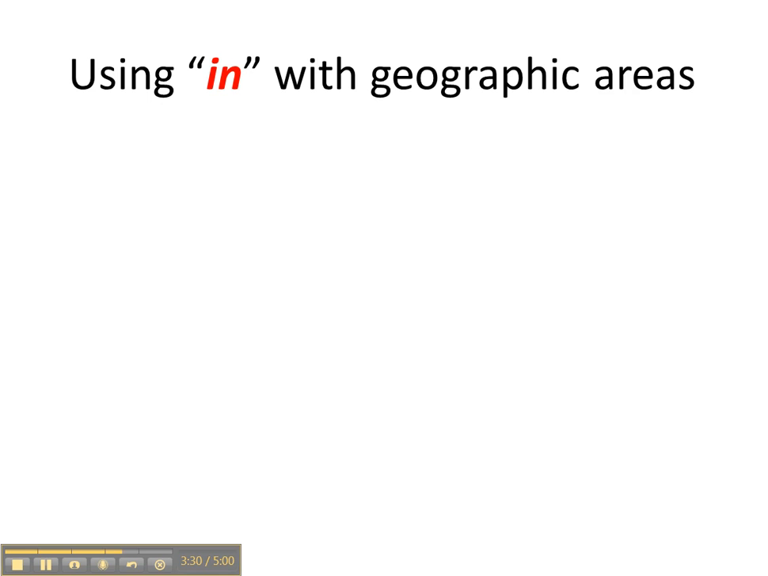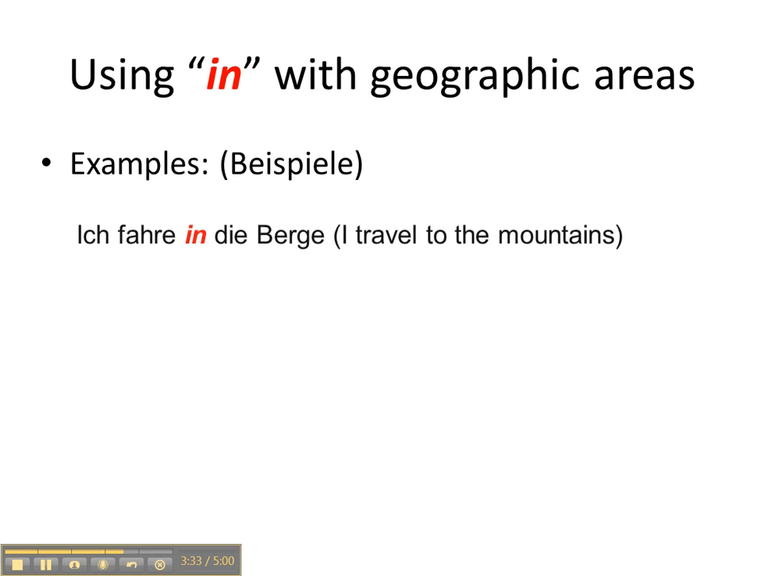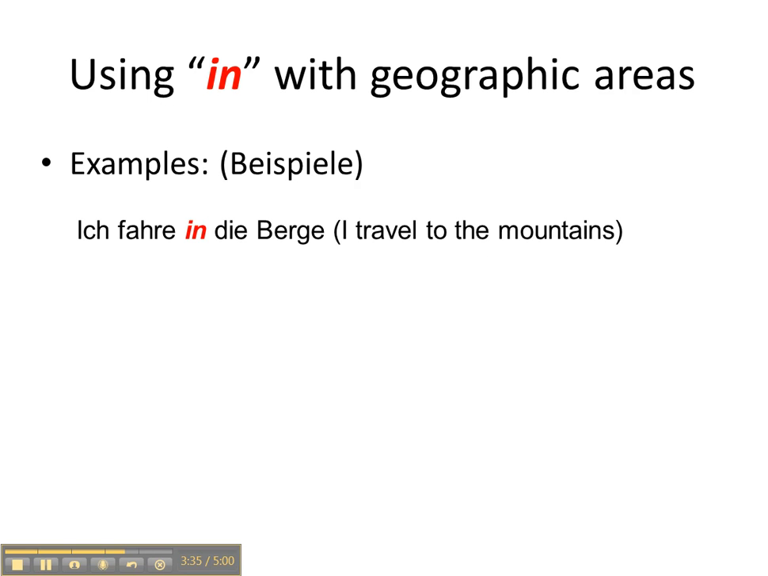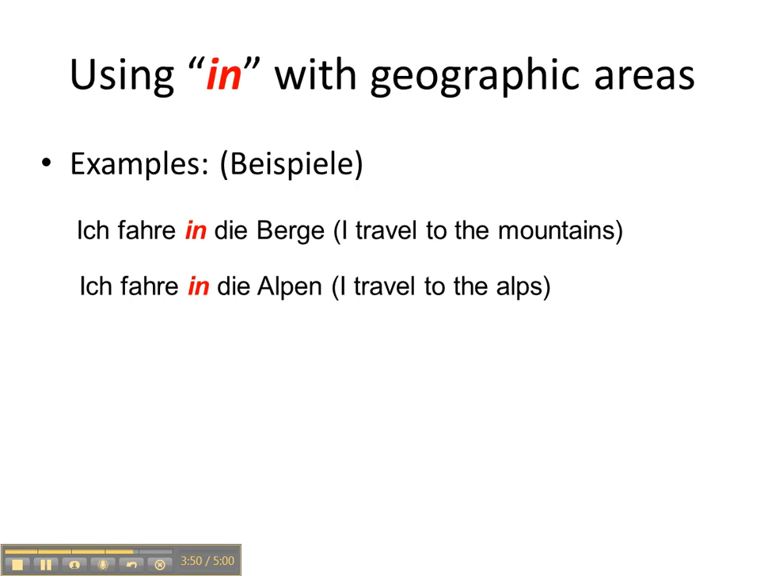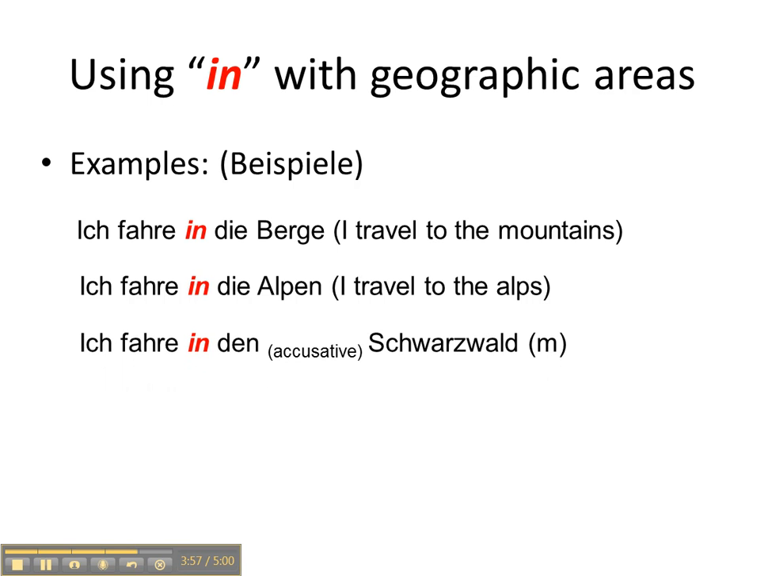Using in with geographic areas. Okay, for example, when you're going into an area that is kind of like you're surrounded by these things, for example, mountains, you're going into the mountains. In German, that would be ich fahre in die Berge. Or, for example, going to the Alps, it's a geographic area. Ich fahre in die Alpen. Ich fahre in den Schwarzwald. The Schwarzwald is masculine. Der Wald, der Schwarzwald. It's a geographic area, so you're going to use the accusative.